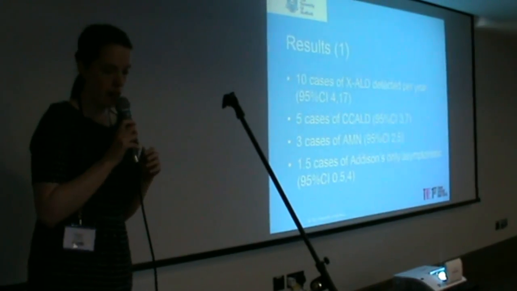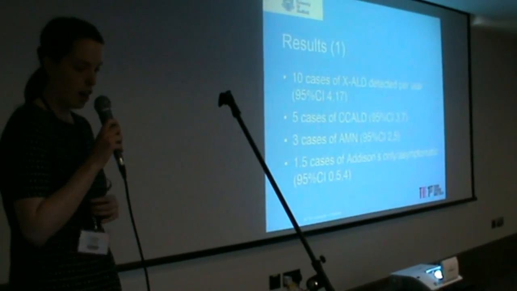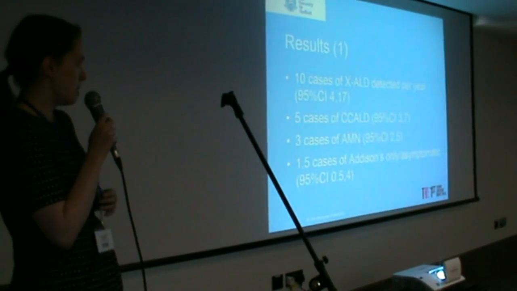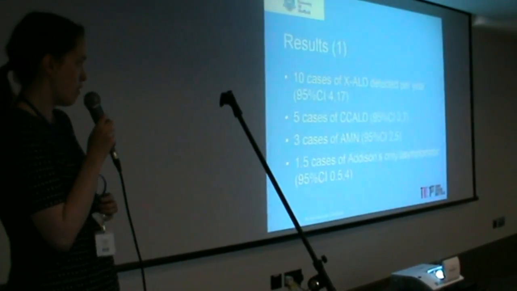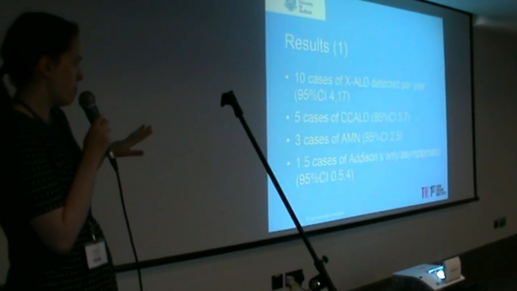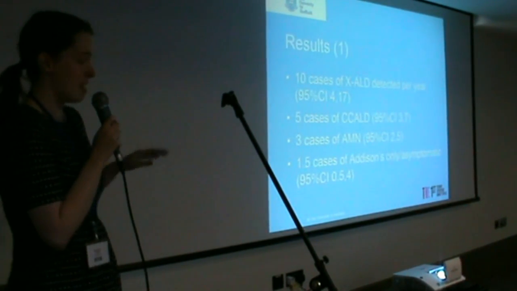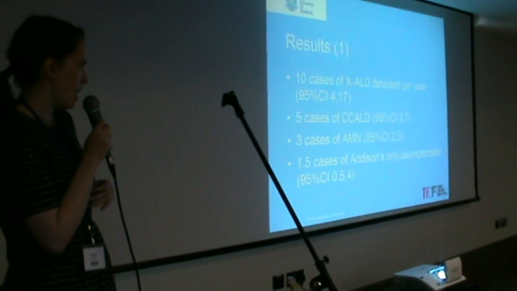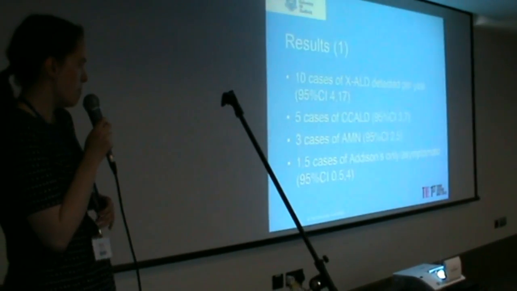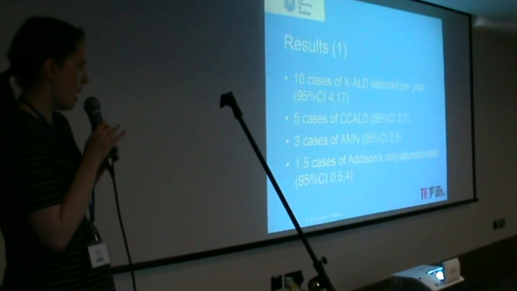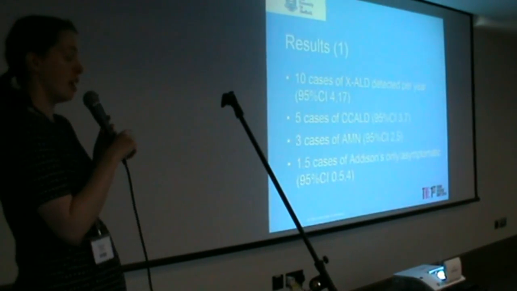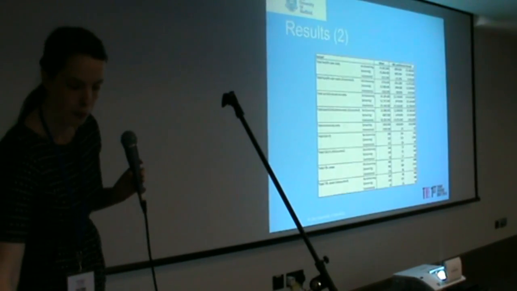So the initial results are in terms of number of cases picked up. The model estimates you pick up 10 cases of adrenoleukodystrophy per year, with a 95% confidence interval of 4 to 17. Of those, 5 cases will be cerebral ALD, 3 cases will be AMN, and about 1.5 cases of Addison's only or asymptomatic. And this result is in boys only.